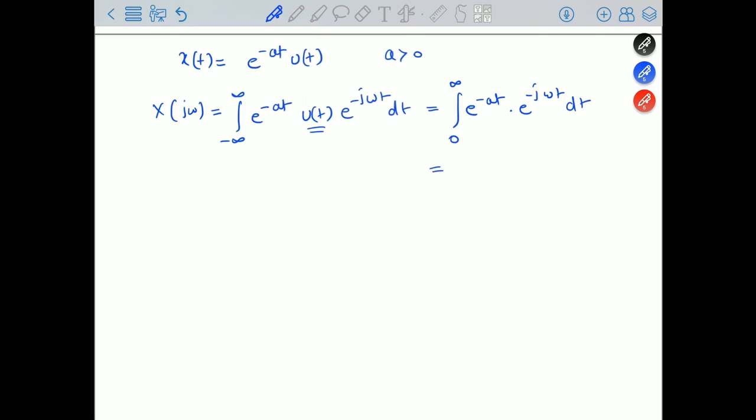And the output we have already discussed. Just for brevity, I am showing the full derivation here. It will be 1 over (j omega plus a), and here a is greater than 0. So the Fourier transform for this signal is given by this expression.